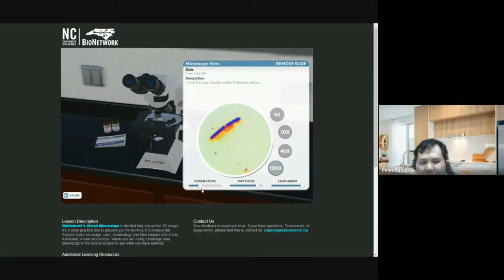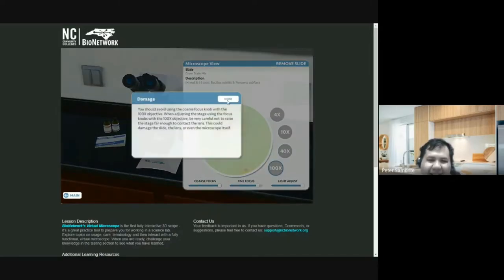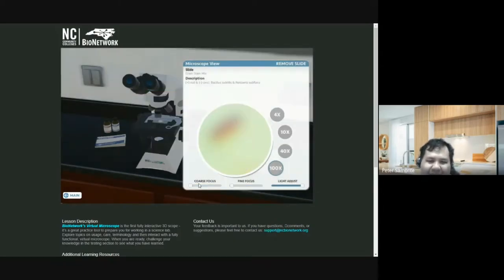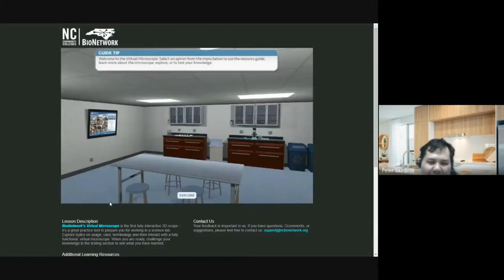So what happens, let's say, you get carried away and you all of a sudden lose focus. And all of a sudden, you did this, class. A sudden change of course adjustment. So you saw that the slide broke. So be careful with that in the future, okay? Mamaya, explain ko sa inyo, class, yung activity niyo.